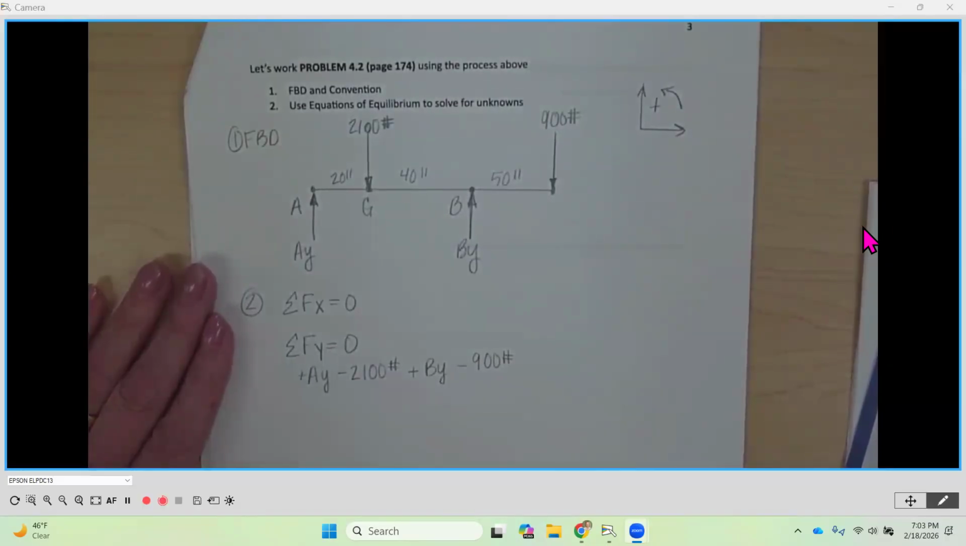Now, this is the left-hand side of my equation. This was the sum of the forces in the y. I need to set that equal to 0. If you don't do this, points off, I'm sorry. All right.